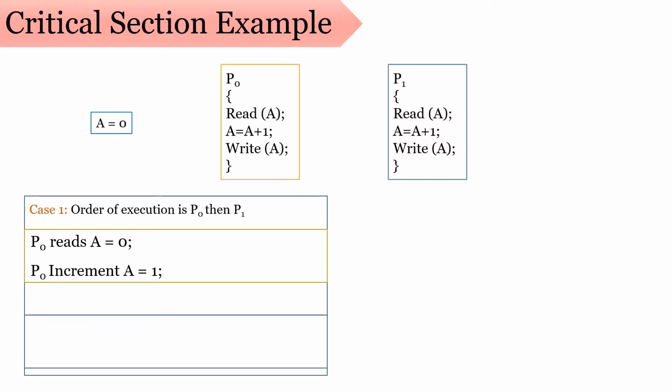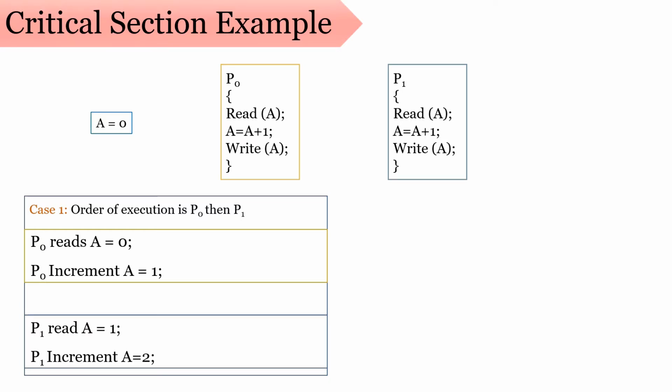Next, P1 starts execution and reads the value of a, that equals 1. It further increments the value of a by 1. So now a equals 2. After both the processes complete their execution, the value of variable a comes out to be 2.